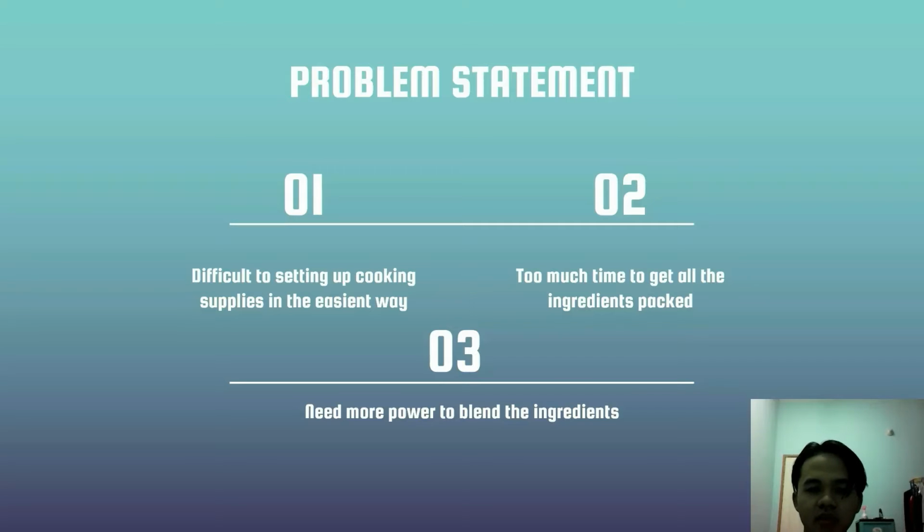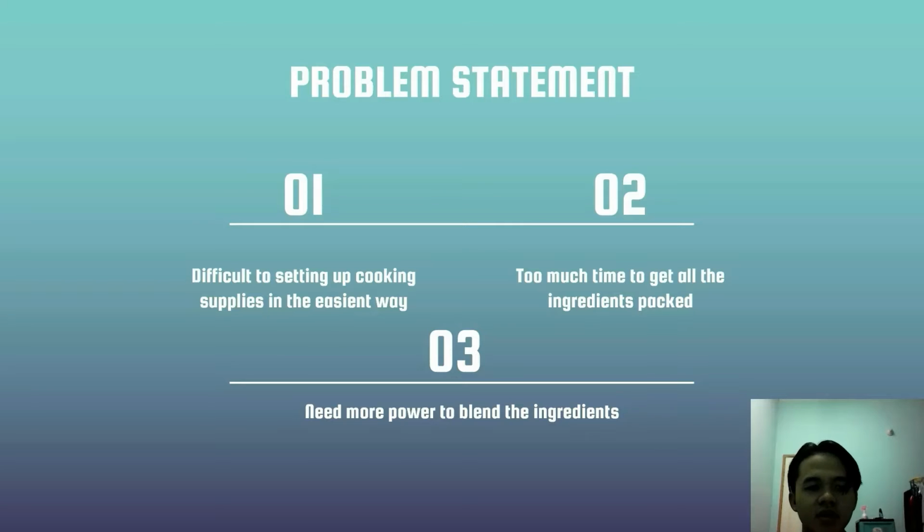So there are three problem statements that we have found in this project. Firstly, it's difficult to set up cooking supplies in an easier way. Secondly, it takes too much time to get all the ingredients packed. And lastly, it needs more power to blend the ingredients.